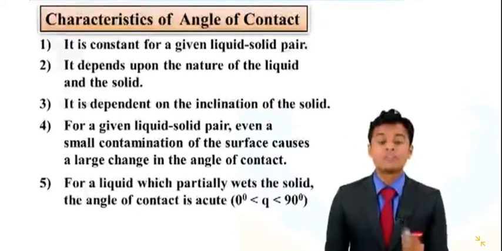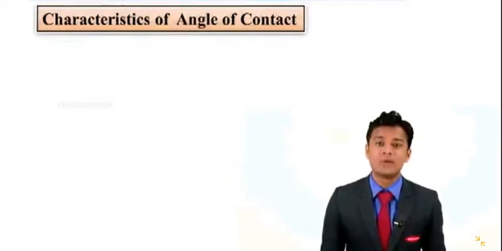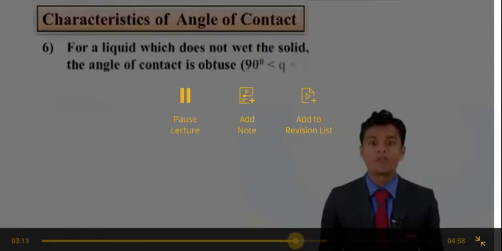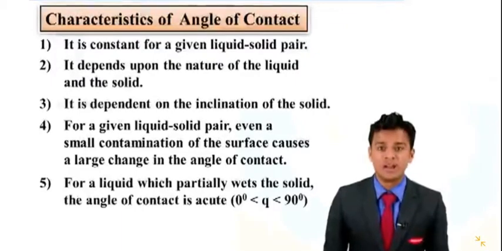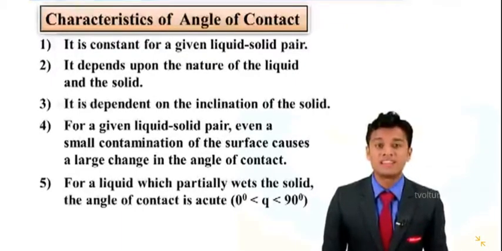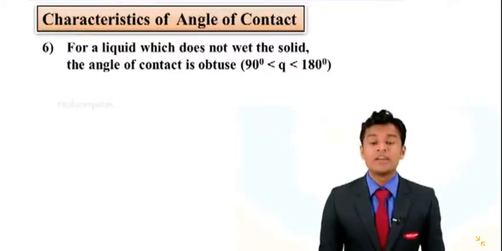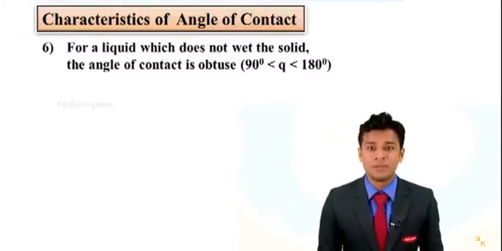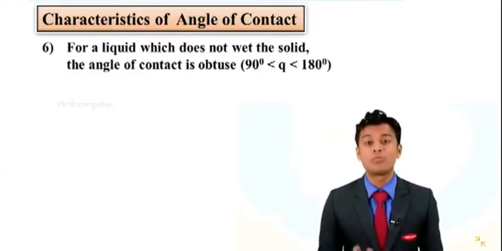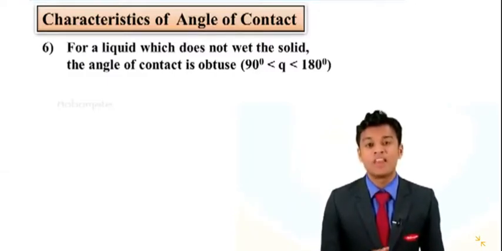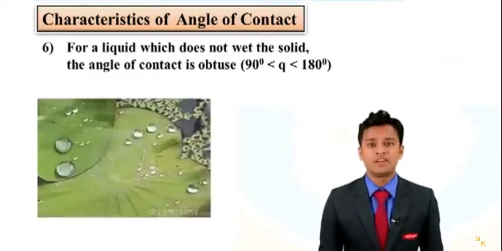Now, for a liquid which partially wets the solid, the angle of contact is less than 90 and more than 0. If your angle of contact is between 90 and 180, that means the liquid does not wet the solid. Now this is the case when we are talking about mercury and a glass plate. The mercury will never wet the glass plate. The water will partially wet the glass plate.